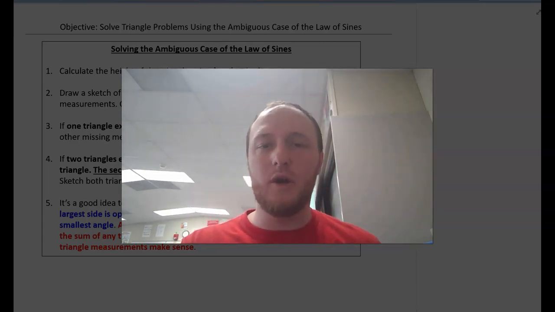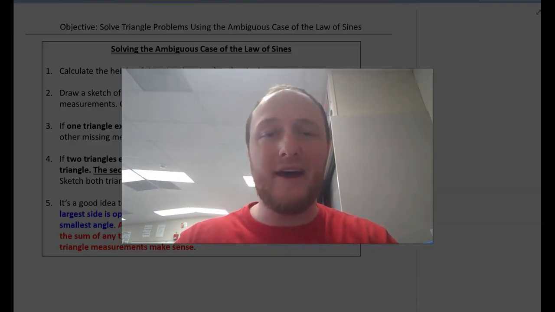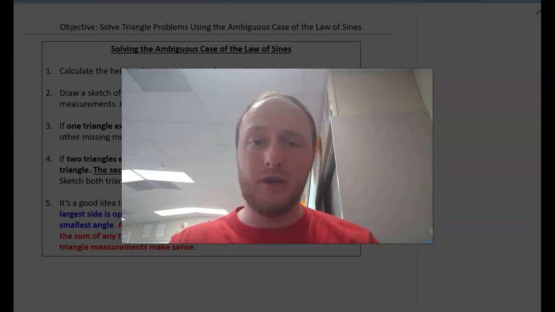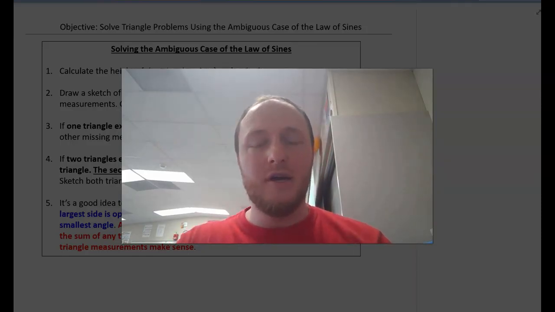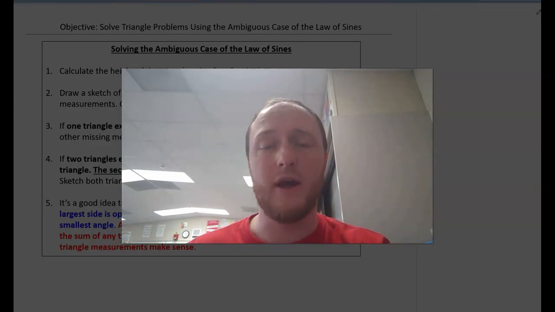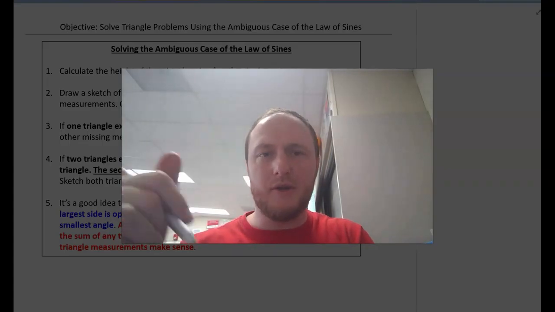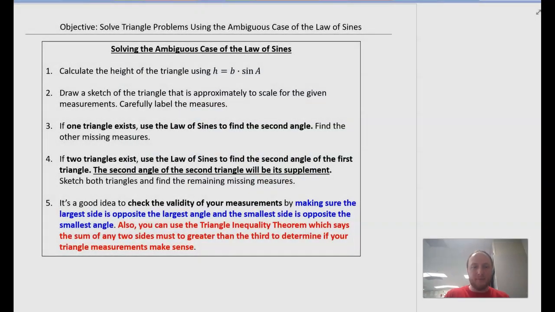This is 11-4, and we are talking about the ambiguous case of the law of sines. Ambiguous just means unclear. Is the triangle I have, or the given information, one triangle? Is it two triangles? Is it no triangles? I'm going to assume that you already know how to figure out how many triangles exist. If you need that information, go back to a previous video or previous notes and find that. Otherwise, we're going to dig into some examples.